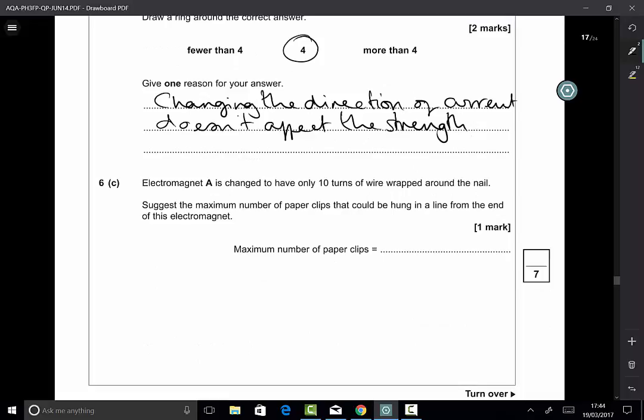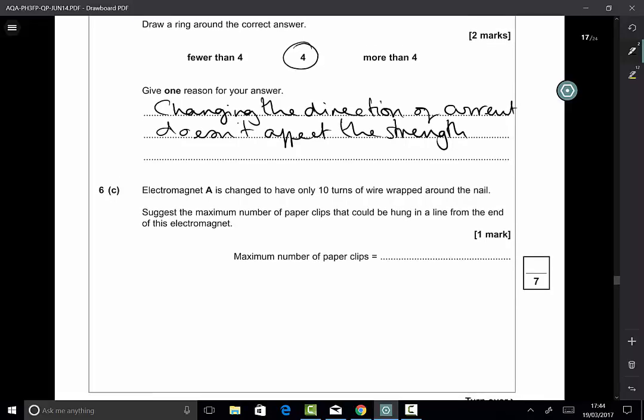Okay, the electromagnet is changed to have only 10 turns of coil wrapped around the nail. Suggest the maximum number of paper clips. So if we're halving the number of turns, then we're probably halving the number of paper clips, so that's going to be 2.